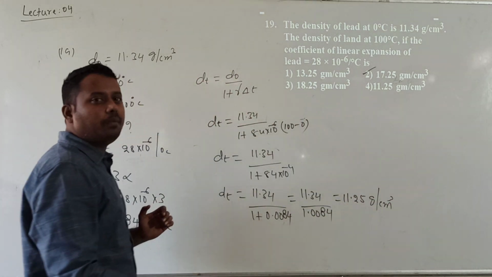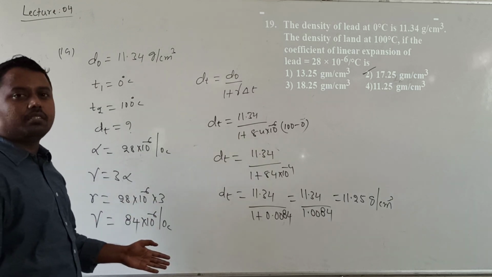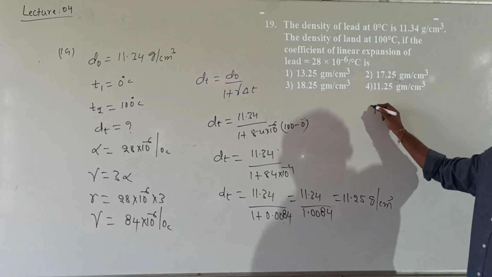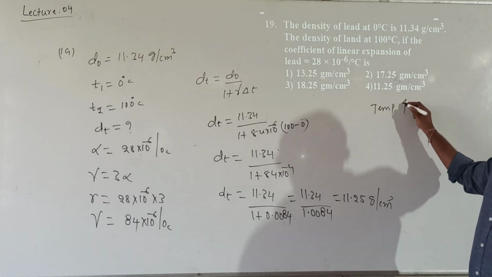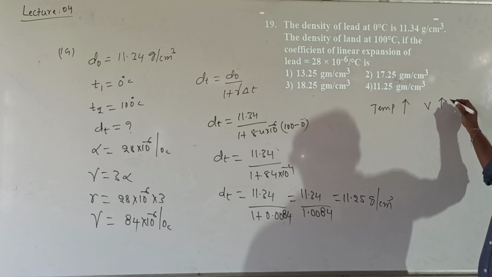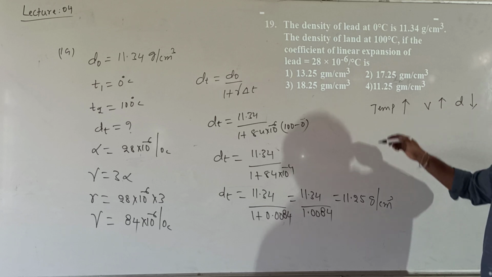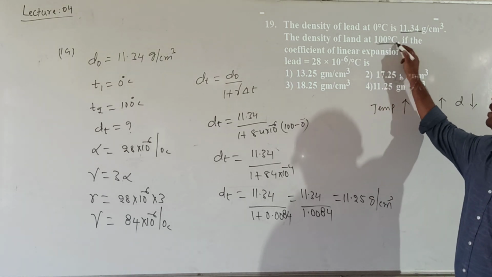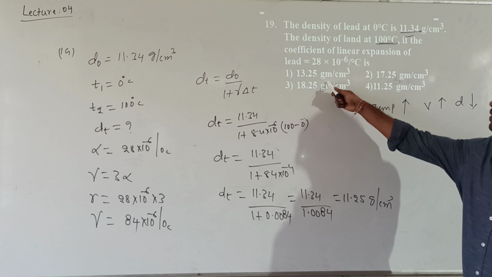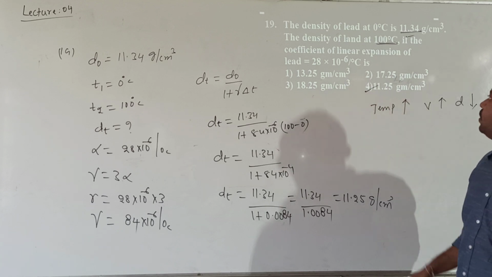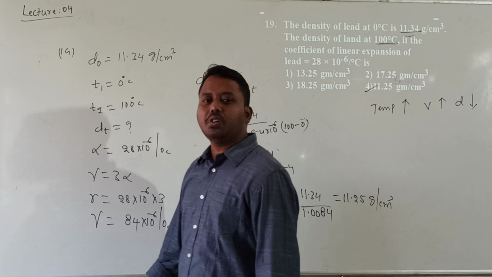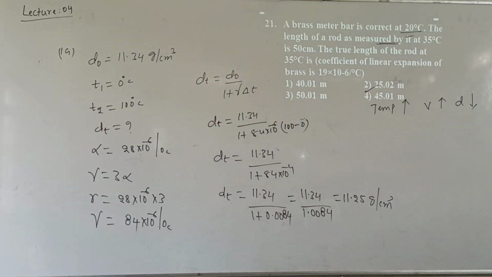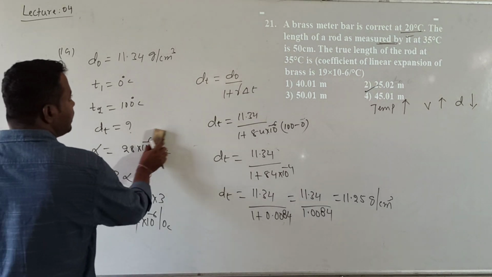Actually, for this problem, without doing all this numerical work, you can tell the answer directly. Whenever the temperature increases, the volume increases, and the density decreases. So at 0 degrees the density is 11.34, whereas at 100 degrees it will be less than 11.34. Out of the given options, the one less than 11.34 is 11.2. Understood? So this is question number 19. Next, question number 21.